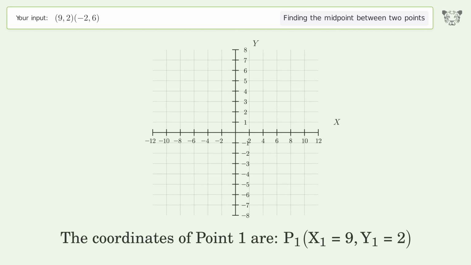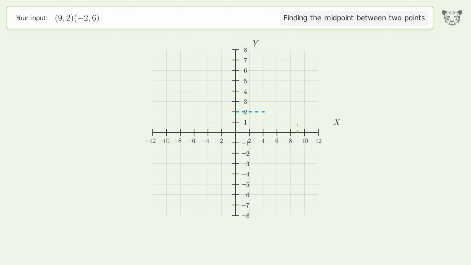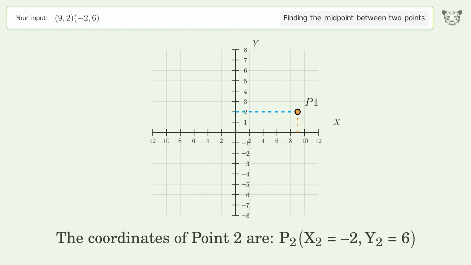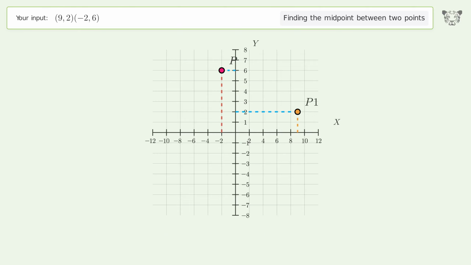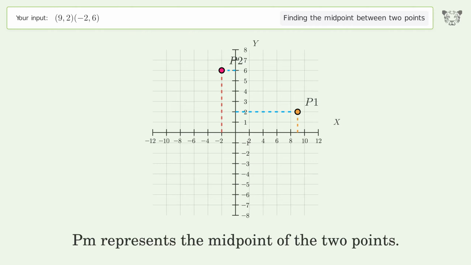The coordinates of point 1 are x1 equals 9, y1 equals 2. The coordinates of point 2 are x2 equals -2, y2 equals 6. PM represents the midpoint of the 2 points.